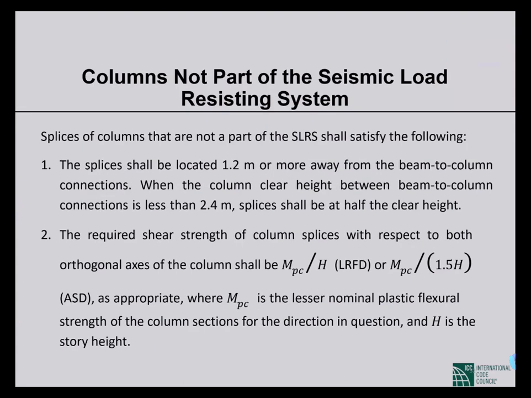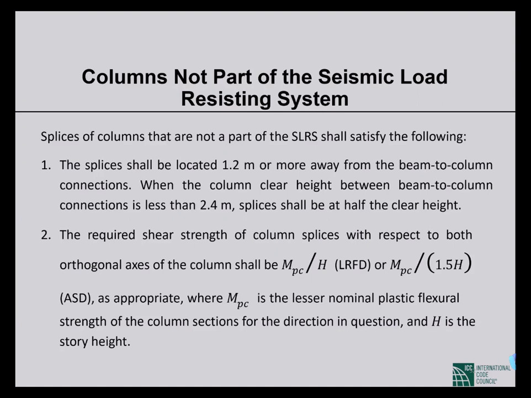Okay, columns not part of the seismic system. This is very important. There may be columns that are not part of the seismic resisting system, but they have to undergo the same amount of deformation. We have to make sure that they don't fail because of the deformation. Although they don't take the load, that's why you don't design those columns for the seismic loads. But we have to design the columns for seismic deformation. So we have to ensure that these leaning columns have the capacity for deformation.